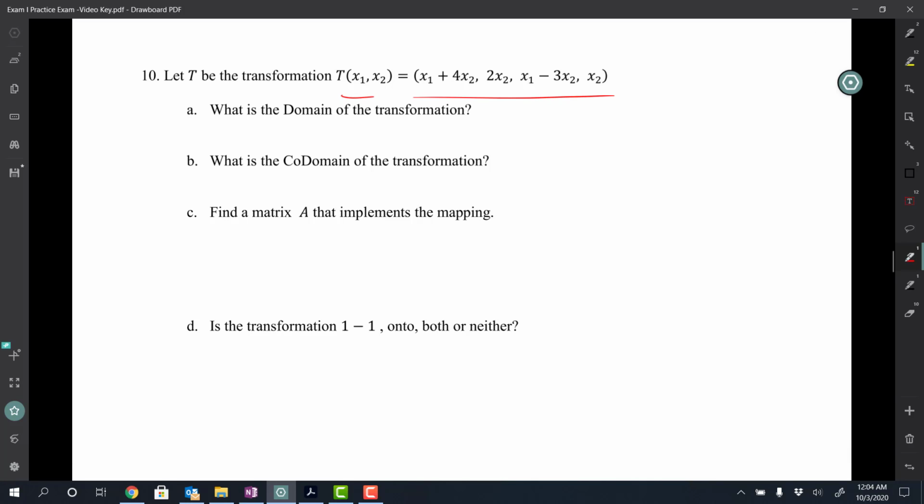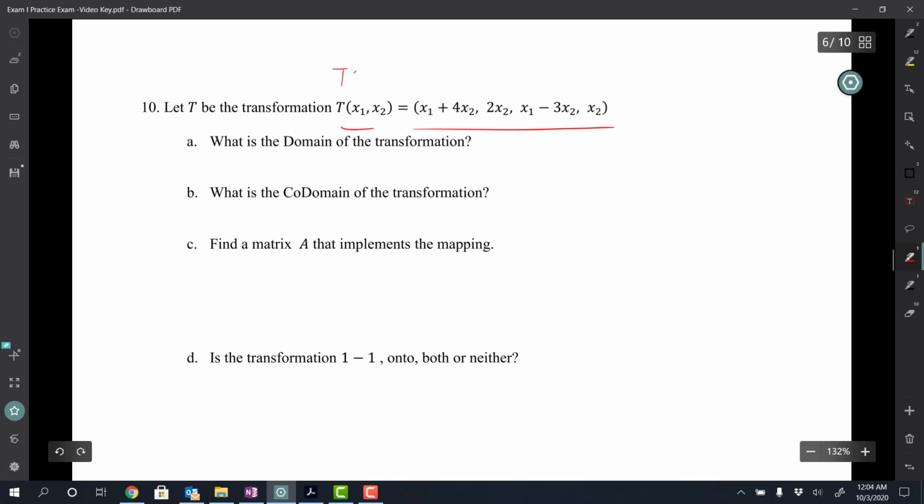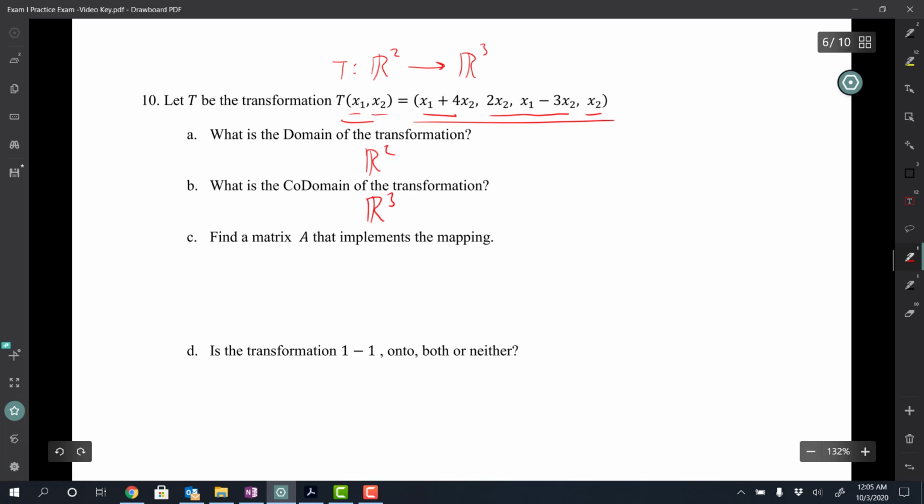We need to answer the questions. So our transformation, we can see here, is taking in a list of two values, right? So it's taking values from our 2 and mapping them to a list of three values. So our transformation is a mapping from our 2 to our 3. That tells us the domain is our 2 and the codomain is our 3. Next, we need to find a matrix that does the transformation. Two ways we could do that. We could transform the columns of the identity matrix, and the result will be the columns of A. That would certainly be one way we could do this.